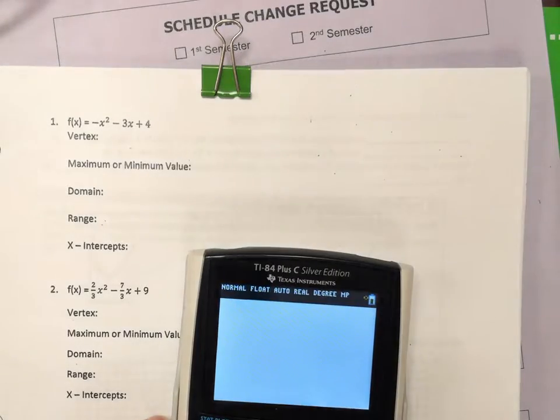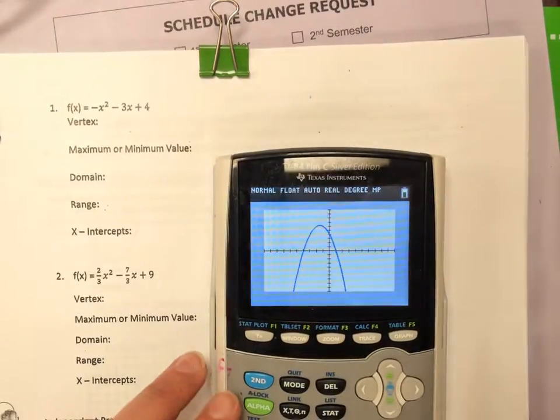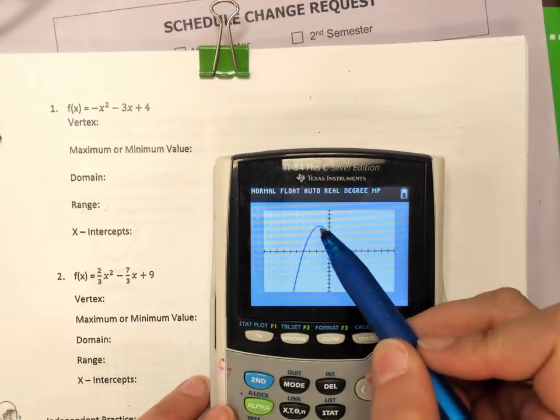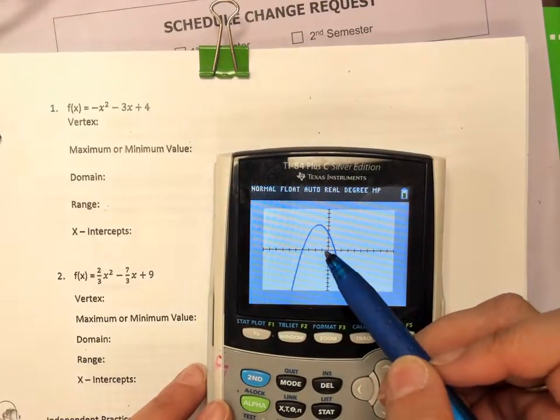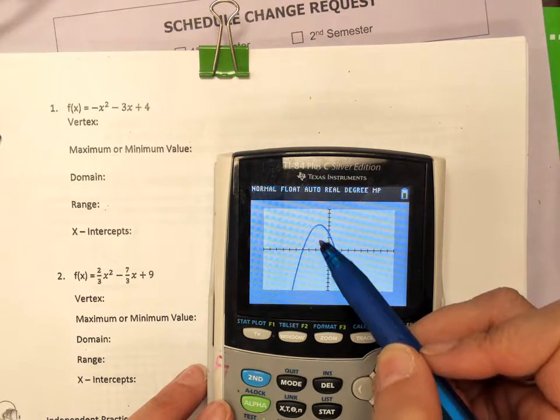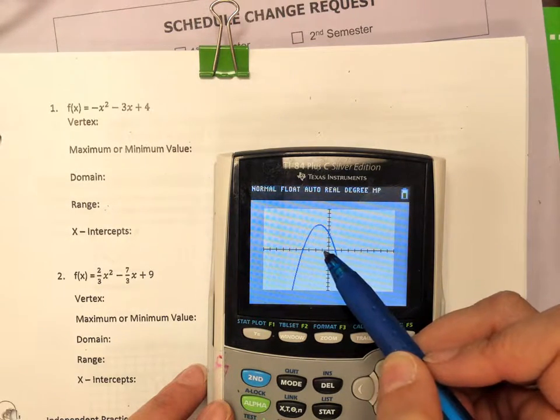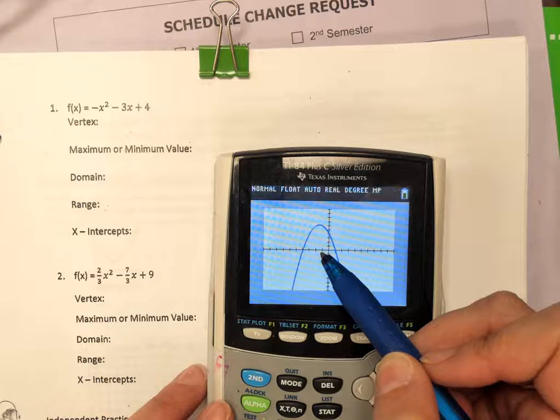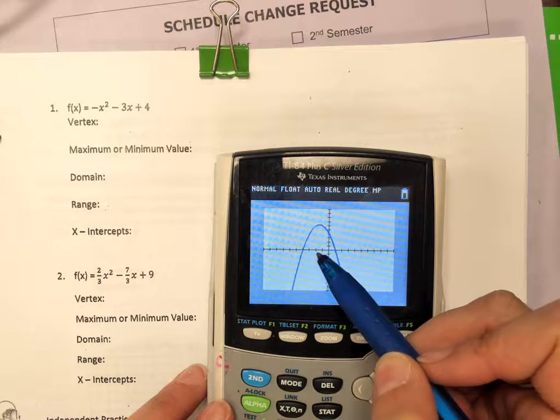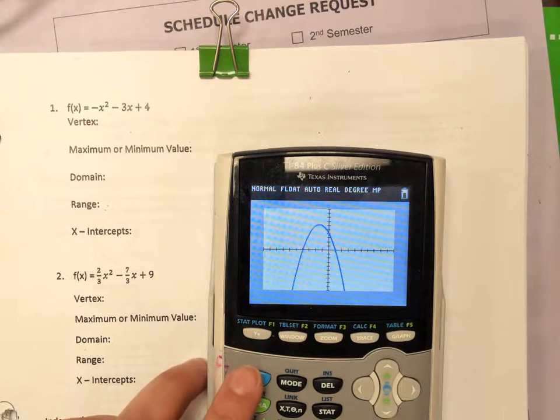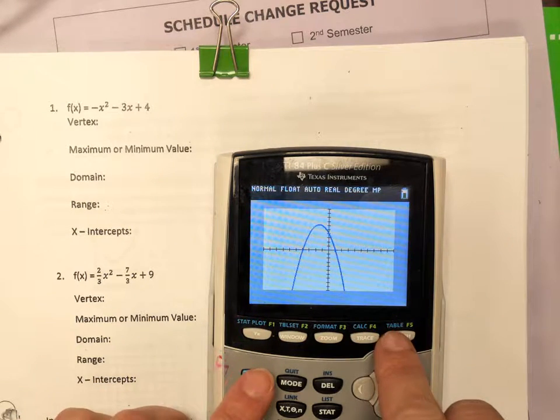So your vertex is this point way up here, right? Okay, so let's estimate where that x value is. Where do you think that is? X value? -2? Okay. Let's see. How can we check to make sure that it is at -2?